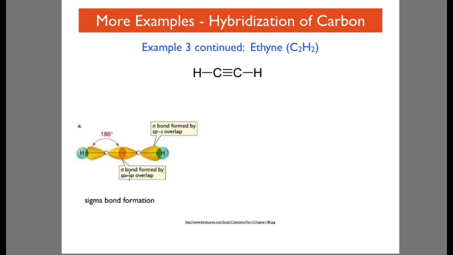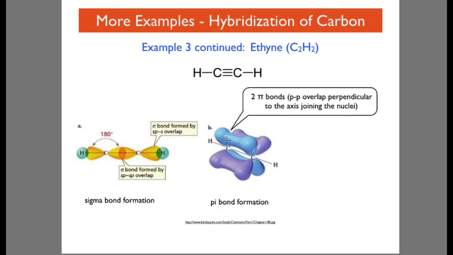So you've got an sp-sp overlap here, which would be a sigma bond, and you've got an s-sp overlap here, another sigma bond, another one here. You've got the sp from the carbon and the s from the hydrogen overlapping for a sigma bond. Then in blue and purple here, you can see the 2 pi bonds from the 2 p orbitals. So you have 1 sigma bond, 1 pi bond, and another pi bond, which is 3 bonds altogether. This is why it's a triple bond.